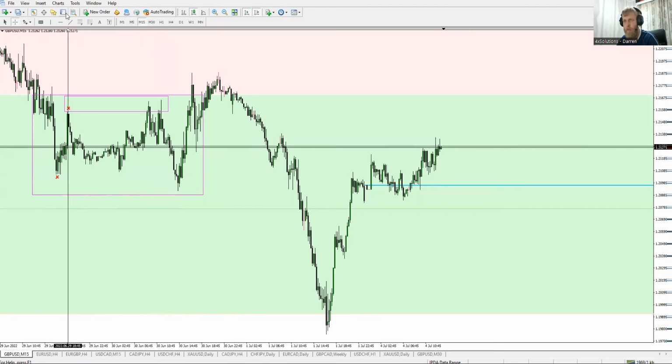Okay, and then what did it do? Well, it grabbed this liquidity of that equal low. So what did I say about a reversal signature in price action?